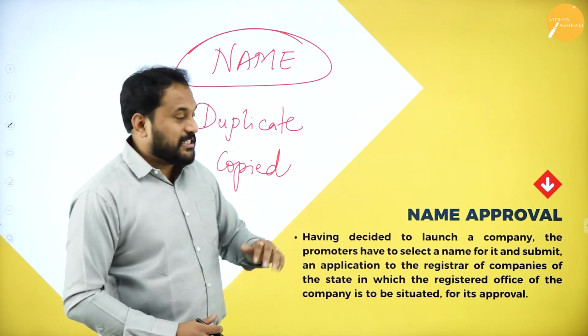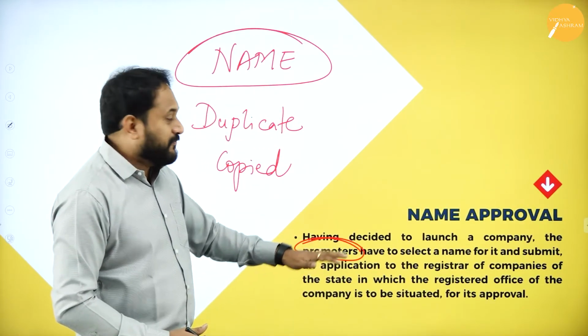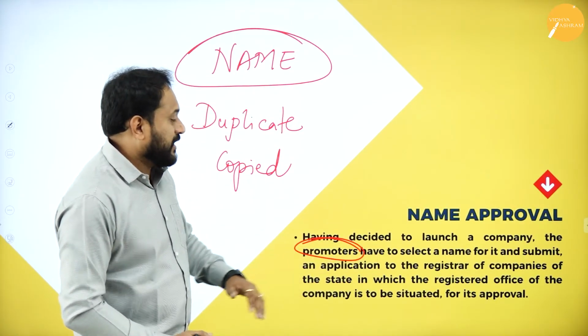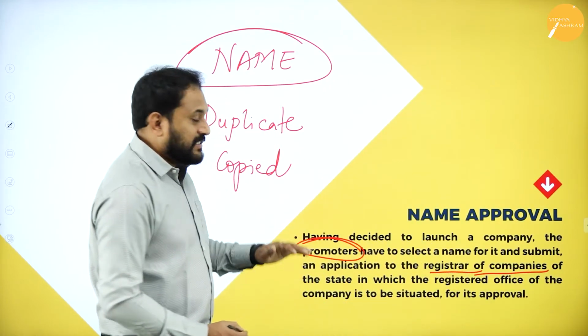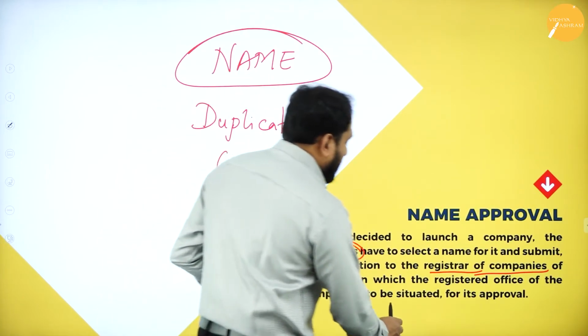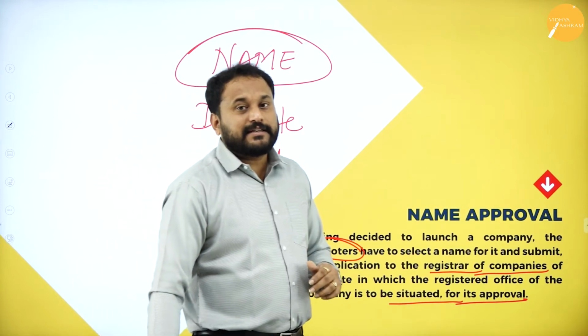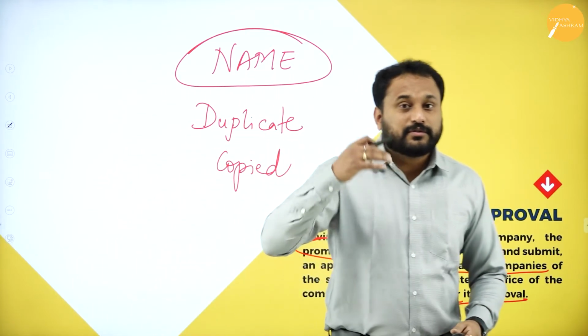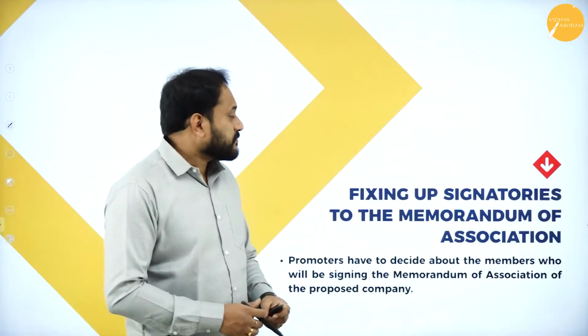Having decided to launch a company, the promoters have to select a name for it and submit an application to the registrar of companies of the state in which the registered office of the company is to be situated for its approval. So you should actually decide a name and then give it to whom? To the registrar at the registered office.